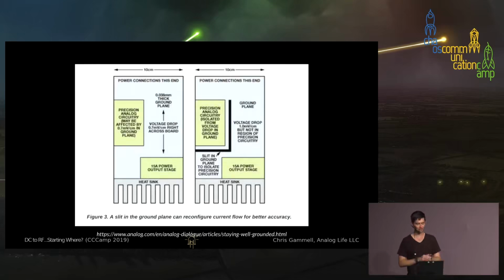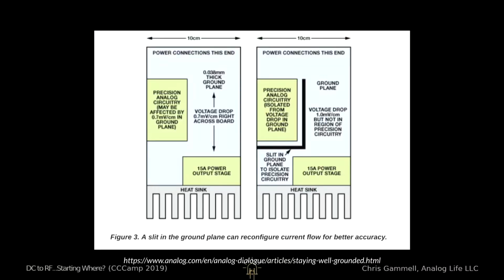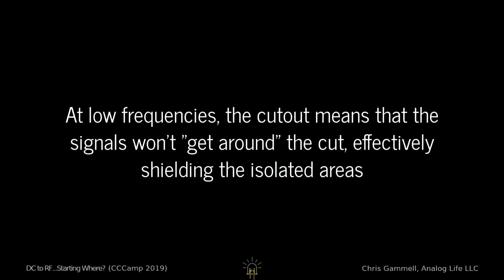So here's an app note from Hank Zumbahlen, one of my favorite applications engineers from Analog Devices. What he's showing here is that you cut out around the precision analog section, and that is less effective when you have high frequencies. At low frequencies, the cutout means that the signals and the noise that you might be generating with a switching supply won't get around the cut. But as you start to move up in frequency, that same thing has other effects.